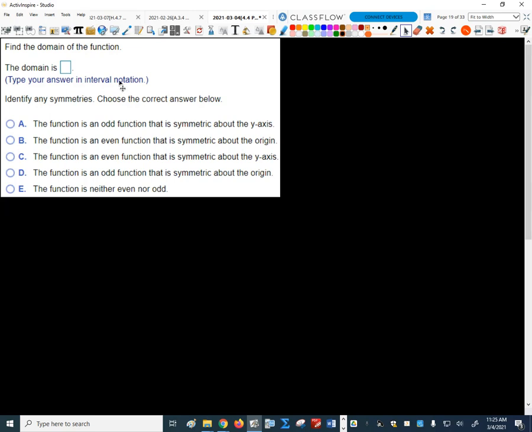What's the domain? Well, domain, that's pretty obvious. That's just negative infinity to infinity, right? How would you put it? Even functions are always symmetric about the y-axis. So it'd be that answer right there, wouldn't it?